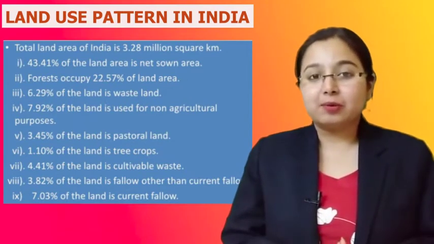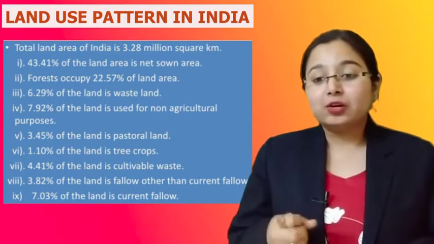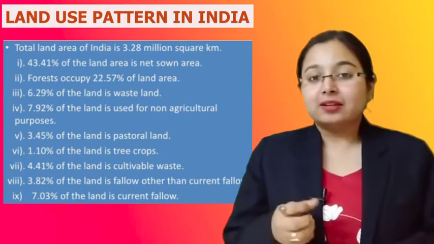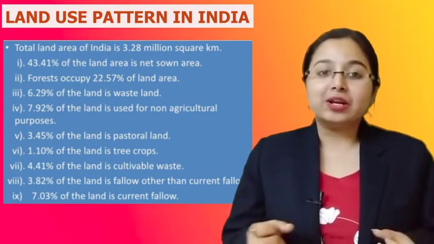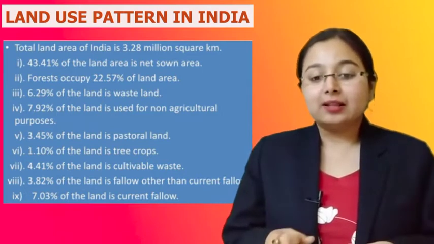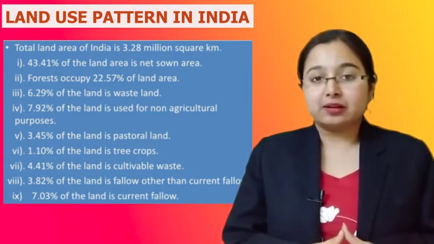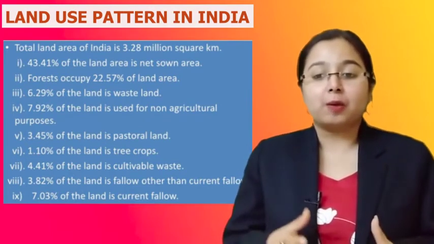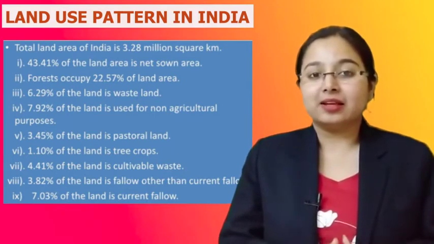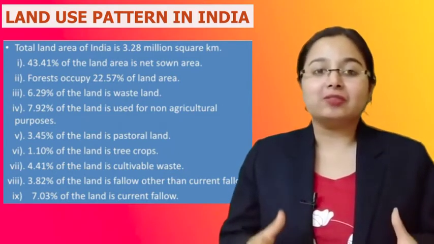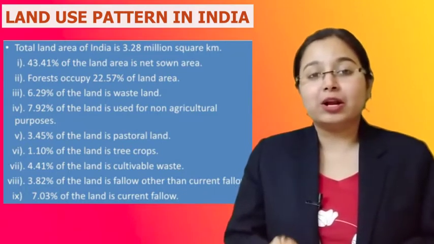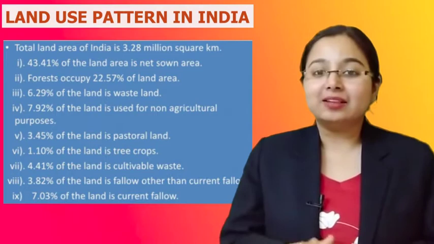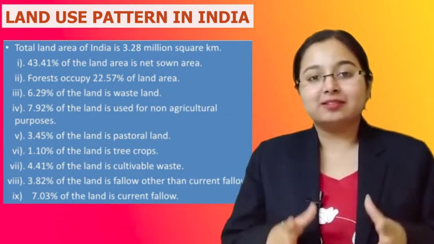Children, it is only 93%, not the total 100%, because we don't have the data of certain areas. There are certain areas of which we do not have proper data, like Pakistan occupied Kashmir, then parts of China. Proper surveys have not been conducted in these areas. That is why we do not have that 100% data. So 3.28 million square kilometers is basically 93% of the total geographical area, and this data only we have with us.